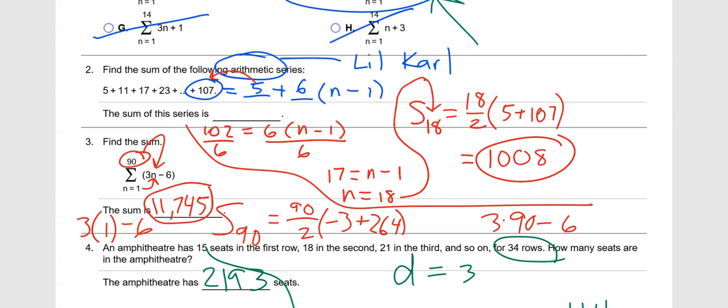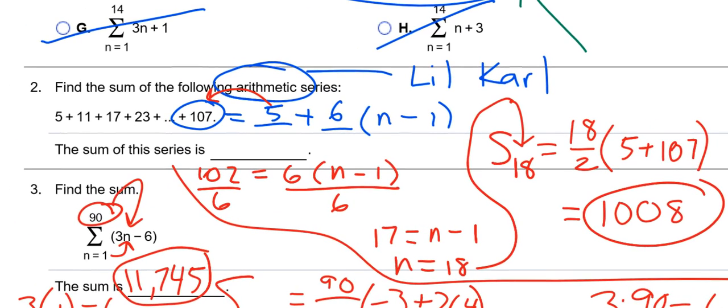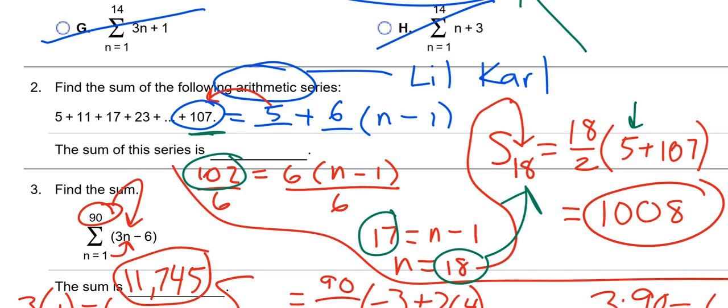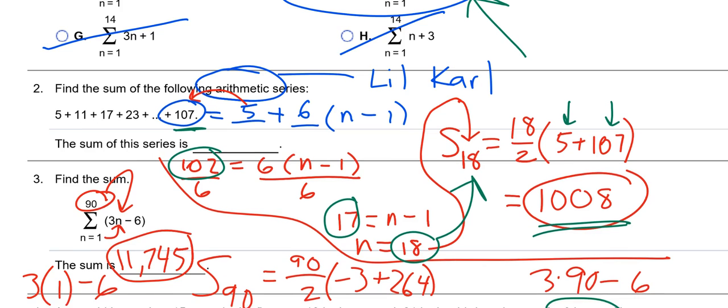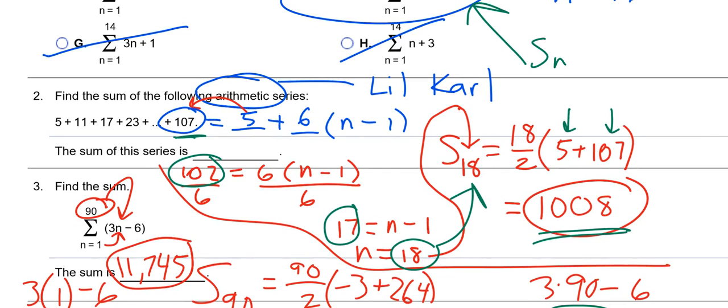Question 2 is a little Carl question. We just didn't know how many terms there were, so we had to figure that part out first. So we took the 107, set it equal to first term plus common difference times n minus 1, and started the solving process. Subtract 5, divide by 6, and then added 1 to get 18 terms. And so we used that in little Carl's formula. We knew the first term was 5, and we knew the last term was 107, and that's how we ended up getting our 1008.